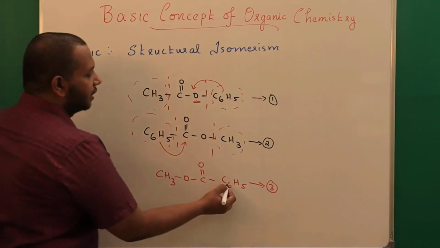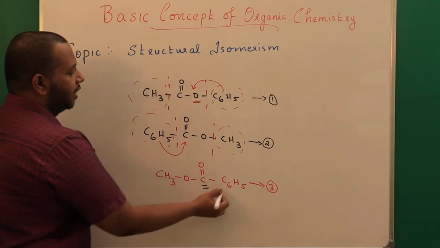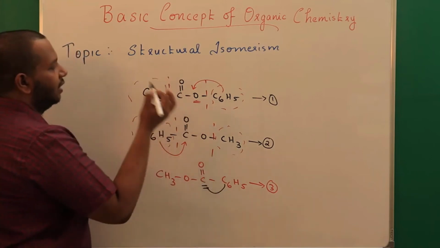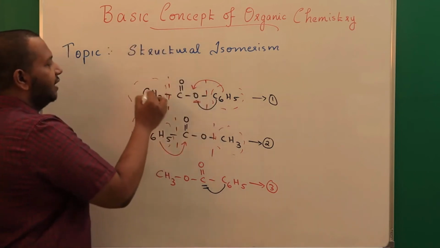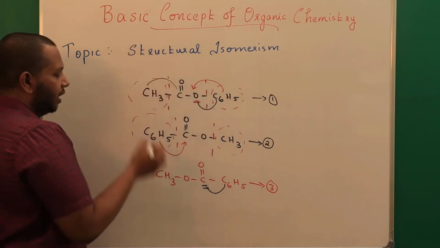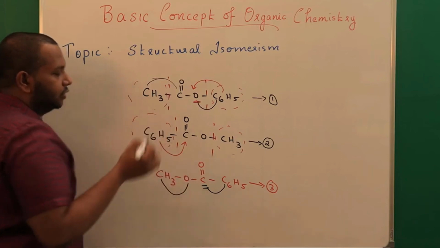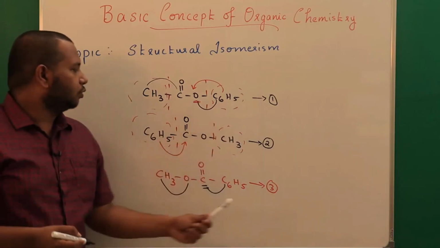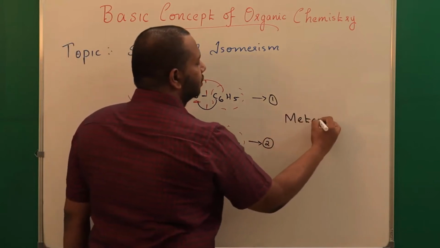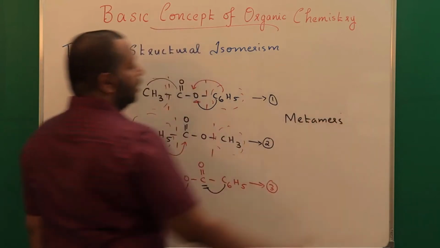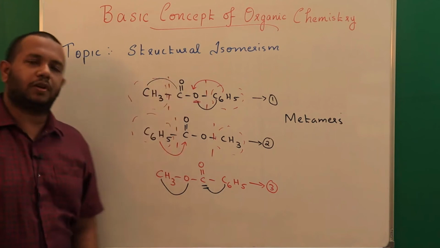Please understand, here carbon atom is linked to another carbon atom. Carbon-carbon linking. Here C6H5 carbon is linked to oxygen atom. And here CH3 carbon is linked to carbon atom. Here CH3 carbon is linked to oxygen atom. So both are different. So these two, 1 and 2 are metamers. Understood? Very, very important example they used to ask for exams.